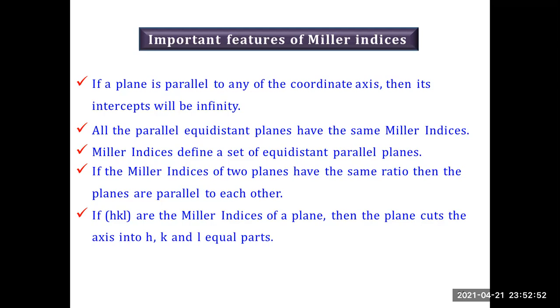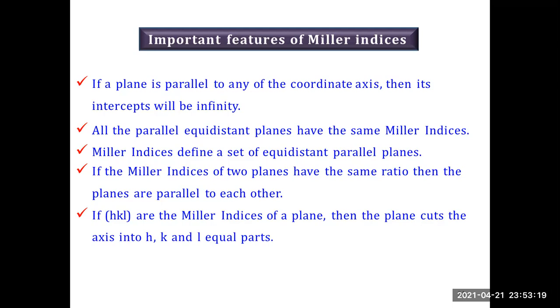If the Miller indices of two planes have the same ratio, then the planes are parallel to each other. Which planes are considered to be parallel? If the Miller indices of the two planes have the same ratio, then those planes are said to be parallel to each other. Now, if hkl are the Miller indices of a plane, then the plane cuts the axes into h, k and l equal parts.